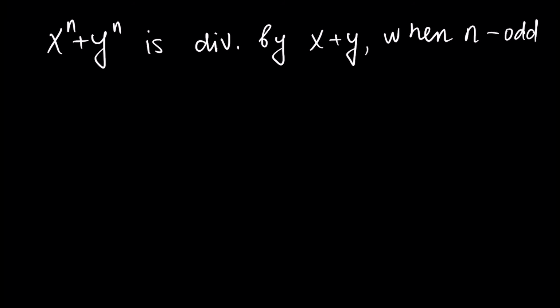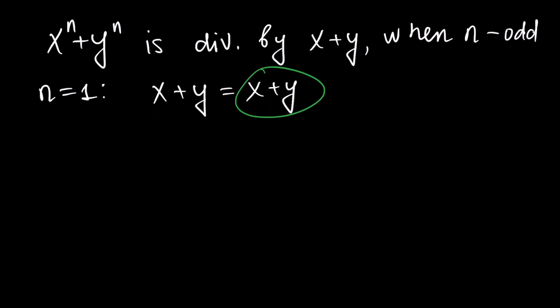When n is odd. So when n is equal to 1, we have x plus y is equal to x plus y. And of course, x plus y is divisible by x plus y. And we have an obvious representation, a trivial representation.